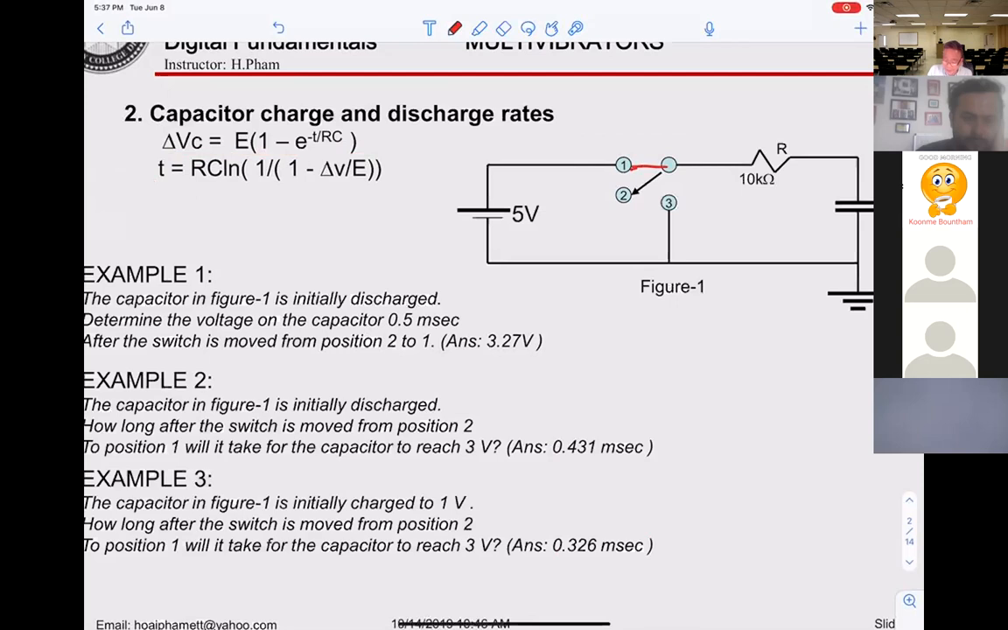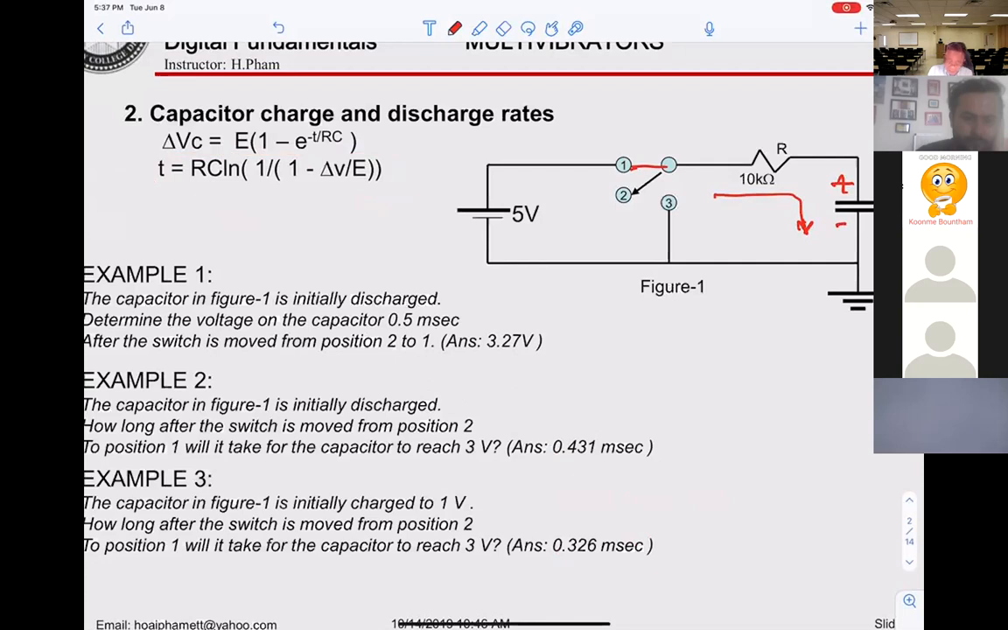That will allow 5 volt. Then the current goes through. See that? Okay, R and C. And the capacitor now will start charging.